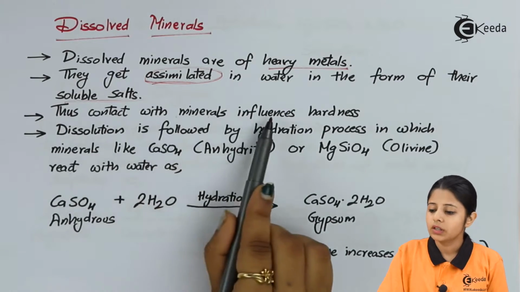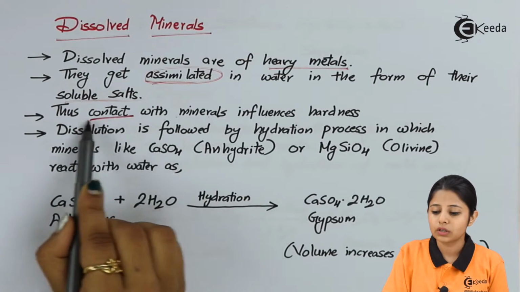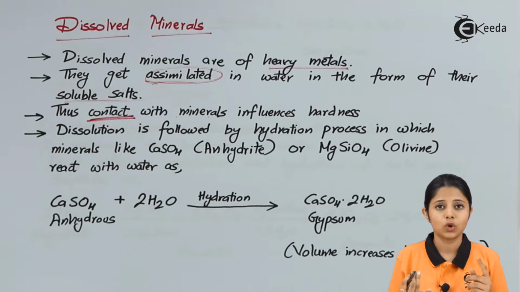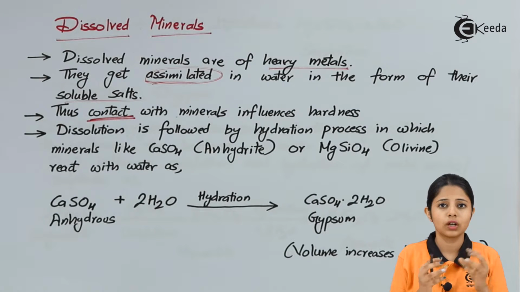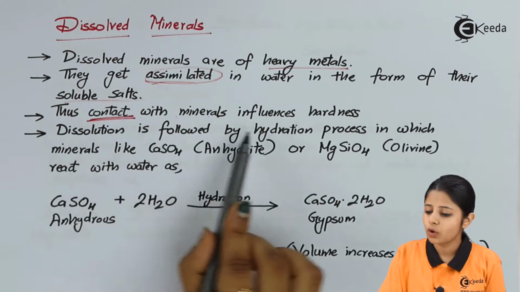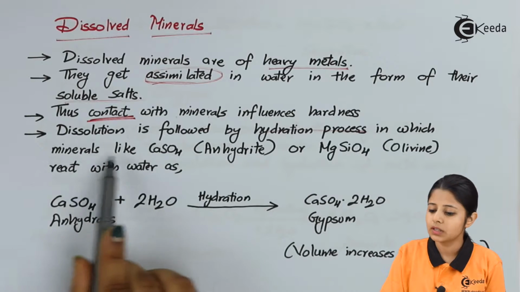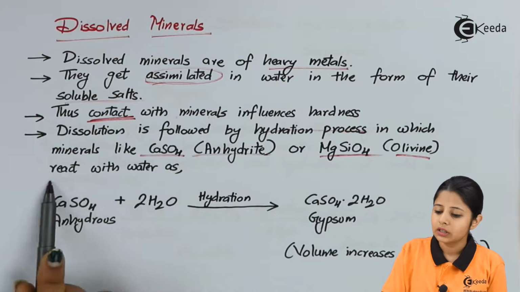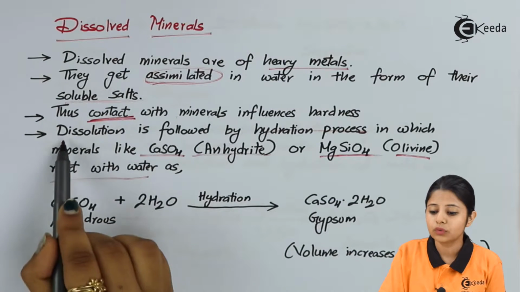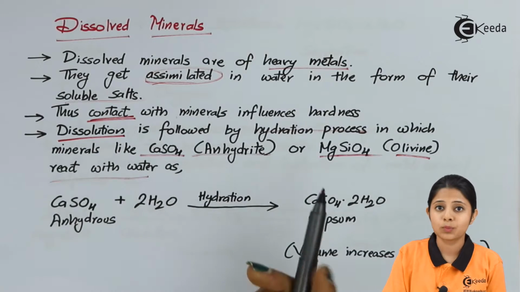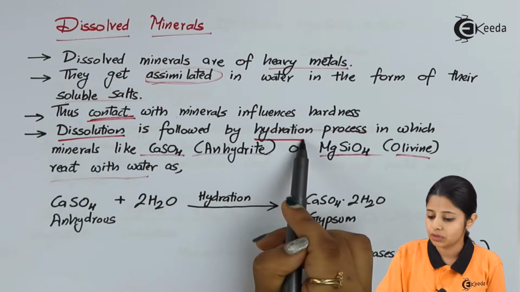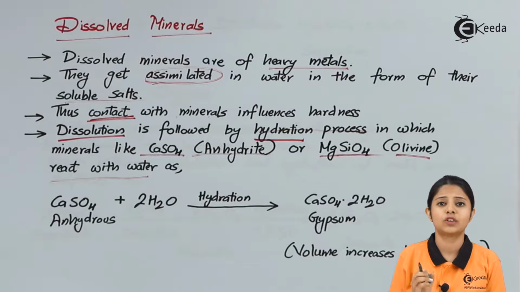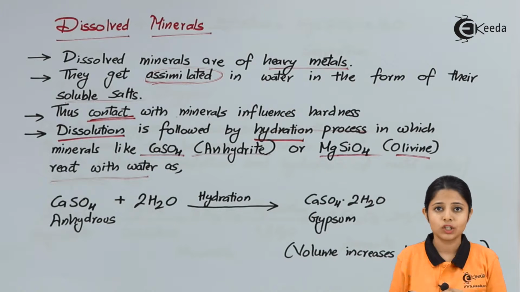Thus contact with mineral influences hardness. Only with the help of contact, we do not need any other kind of energy. We do not need to provide any kind of heat, energy or anything to it. Only contact of water with such kind of salts makes the salts dissolve in water. Dissolution is followed by the hydration process, in which minerals like CaSO4 anhydrite or MgSiO4 olivine react with water. That means that after it gets dissolved, the next process which happens in water is the hydration process. What exactly is the hydration process? Hydration means addition of water.